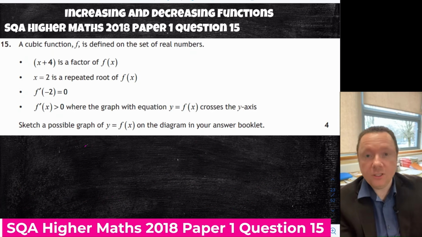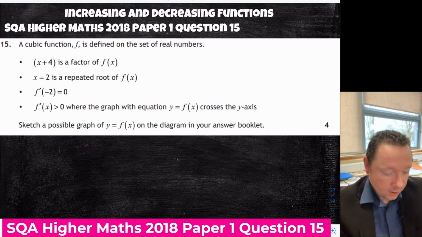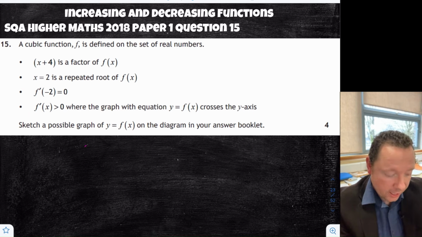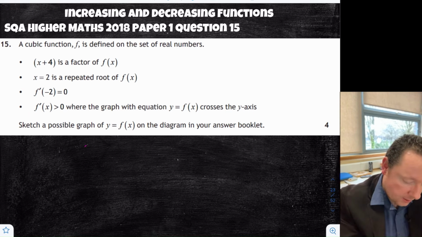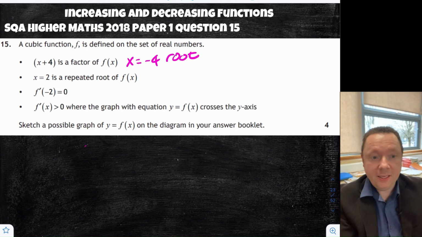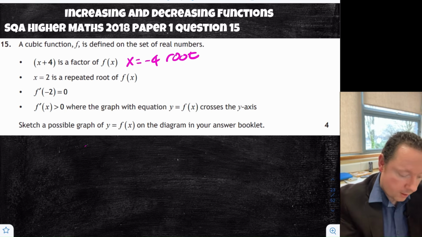Increasing and decreasing functions, SQA Higher Maths 2018, Paper 1, Question 15. This is a cubic function on the set of real numbers, and we're given a bunch of information. x plus 4 is a factor. That means that x equals minus 4 is a root. x equals 2 is a repeated root. Well, repeated root, remember, means the turning point is also at that point. So we also have a turning point at x equal to 2 on the x-axis then.